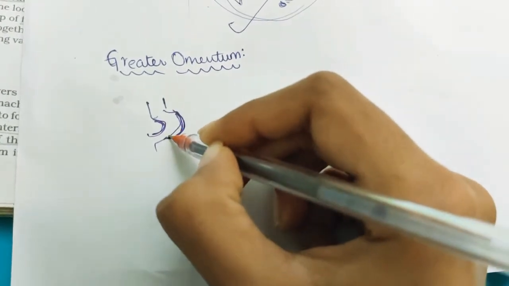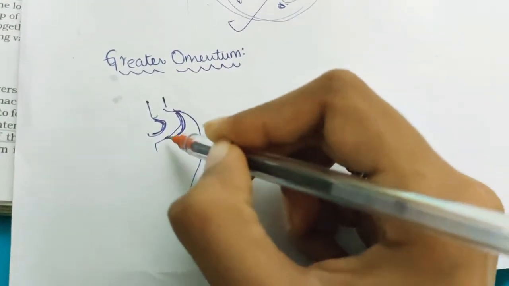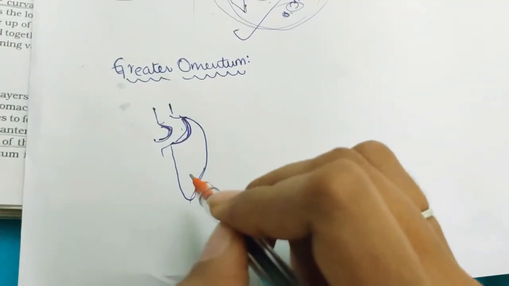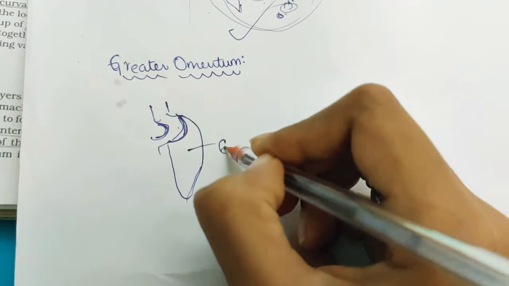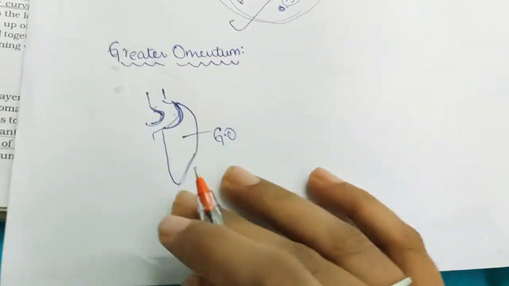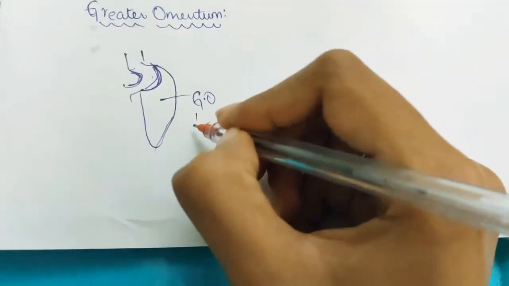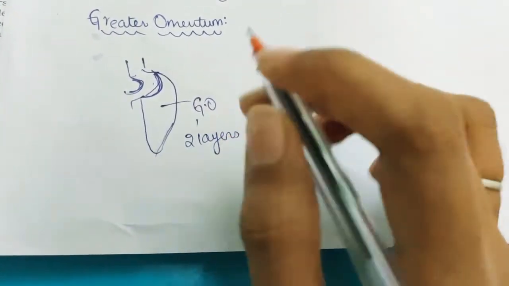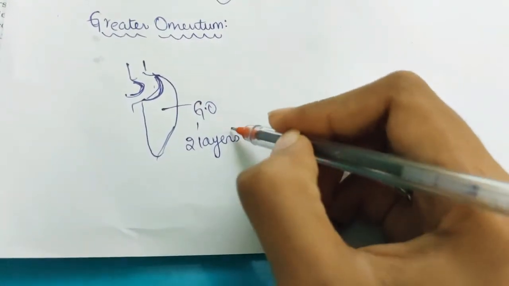From the greater curvature of the stomach, there comes one peritoneal layer which looks like it is hanging from the greater curvature, and this is called the greater omentum. This greater omentum is made up of two layers of peritoneum, but you know that the two layers of peritoneum will only fold themselves.